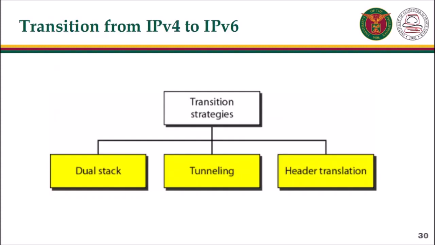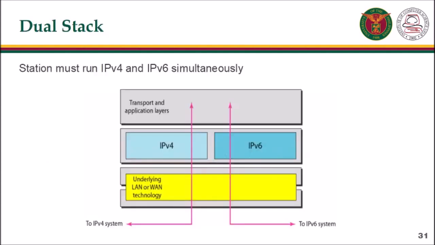Three strategies have been devised for transitioning from IPv4 to IPv6: dual stack, tunneling, and header translation. One or all of these three strategies can be implemented during the transition period. It is recommended that all hosts, before migrating completely to version 6, have a dual stack of protocols during the transition. In other words, a station must run IPv4 and IPv6 simultaneously until all the internet uses IPv6.